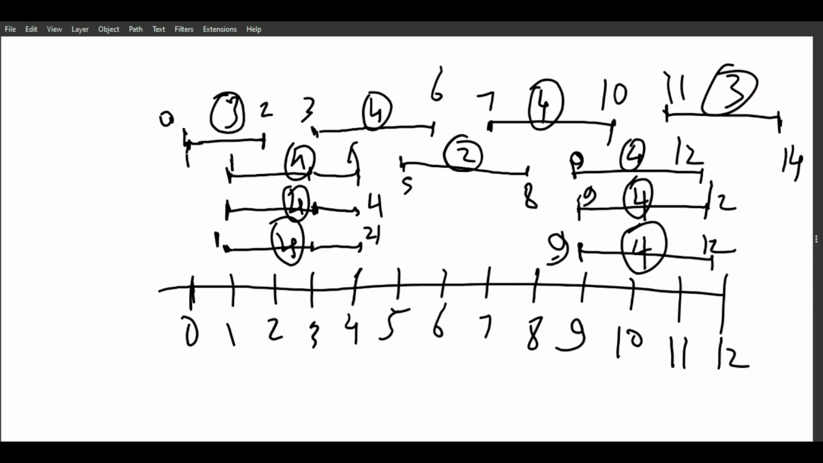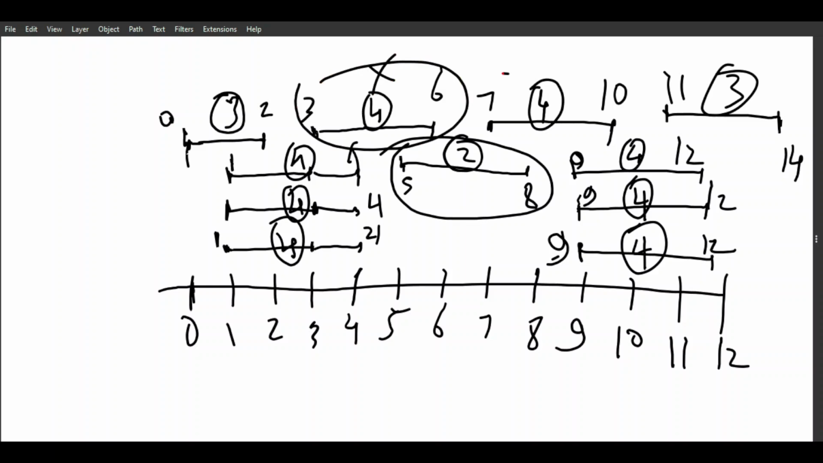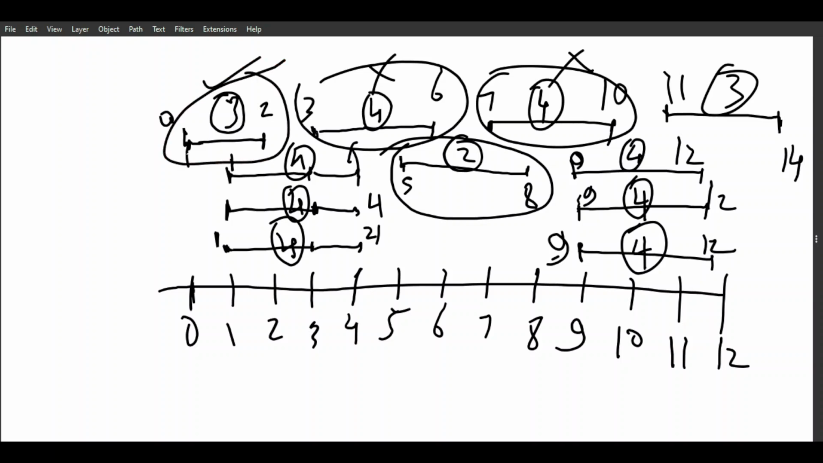So shortest number of conflicts first. We choose this 5 to 8 interval. It has number of conflicts 2. Remove all which are in conflict. So we have to remove this, this is removed, this is also removed. Now again we apply the same process. Next smallest number is 3. So we choose this and remove all these.